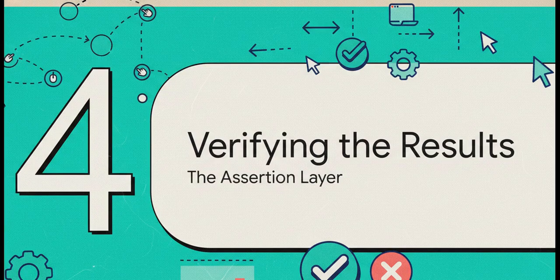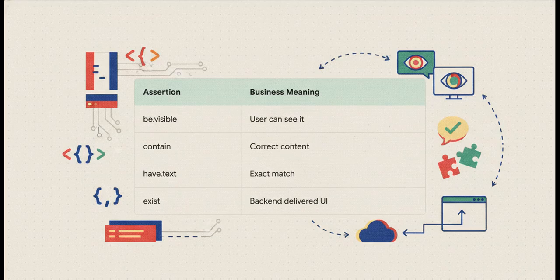So here's the crucial point. Finding things and clicking on them is only half the battle. The most important part of any test is proving that your actions had the correct result. This is the assertion layer, and it's what ultimately decides if a test passes or fails. Assertions are what connect your code to actual business meaning. For instance, should be visible isn't just a technical check. It's asking, can the user actually see this on their screen? Or should contain text. It's confirming that the right information is actually being shown.